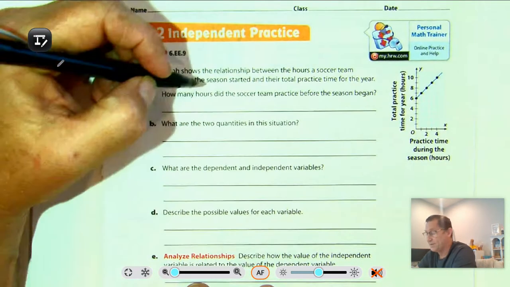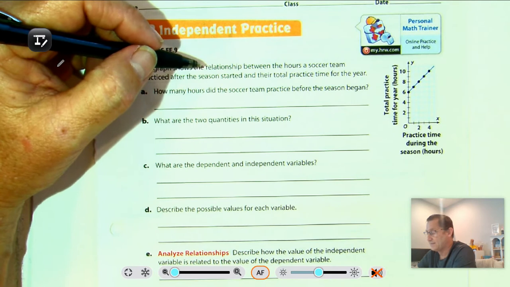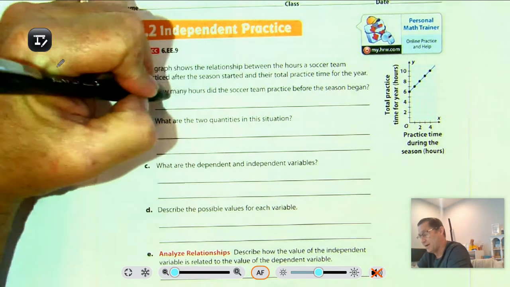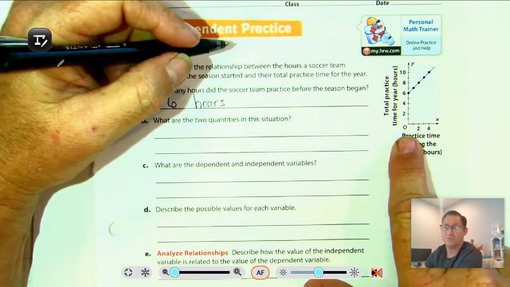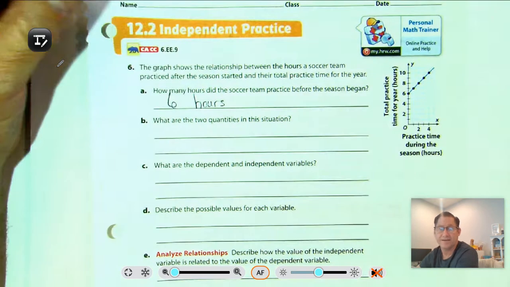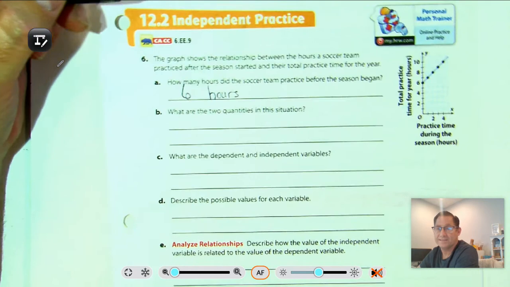the points are joined. So how many hours did the soccer team practice before the season began? 6 hours, right? We know that because 0 and 6 relates to that. So what are the two quantities in this situation?